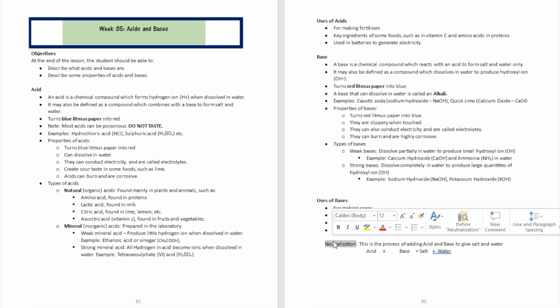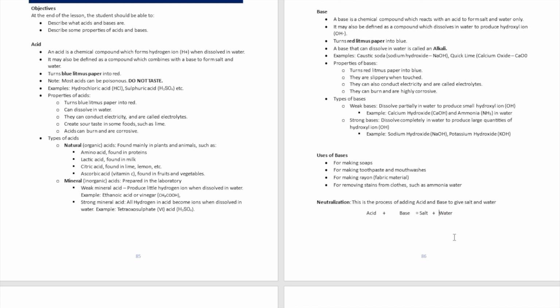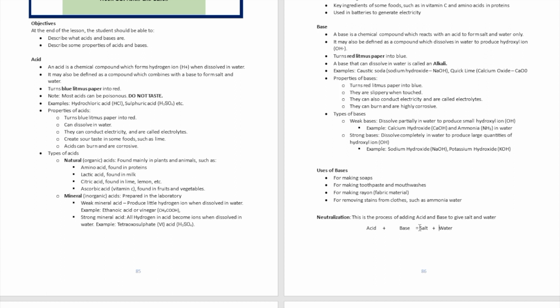Now let's talk about the concept of neutralization a little bit here. What is neutralization? Neutralization is the process of adding acid and bases together to give you salt and water. That's all you need to know about neutralization for now. Acid plus base equals salt and water. This process is called neutralization.